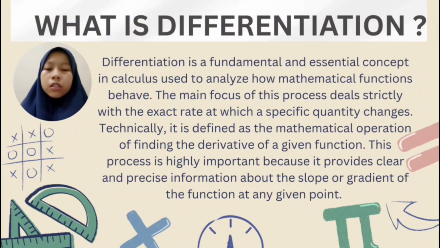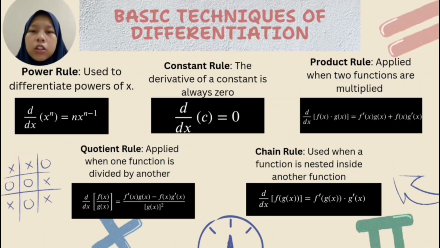When we perform this calculation and find the derivative, it provides us with very useful information about the slope of the function at any given point. So, by using this method, we can easily know the exact gradient at any specific position on the line. Moving on to the core rules.